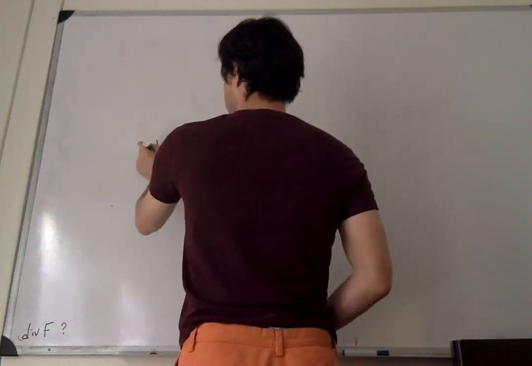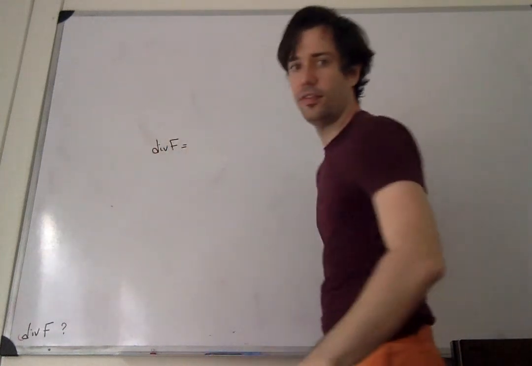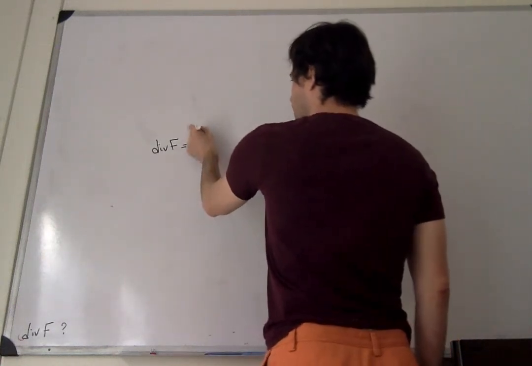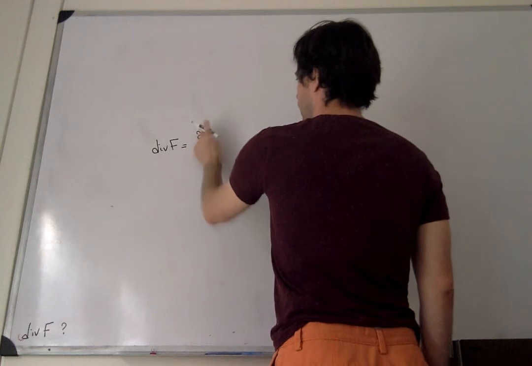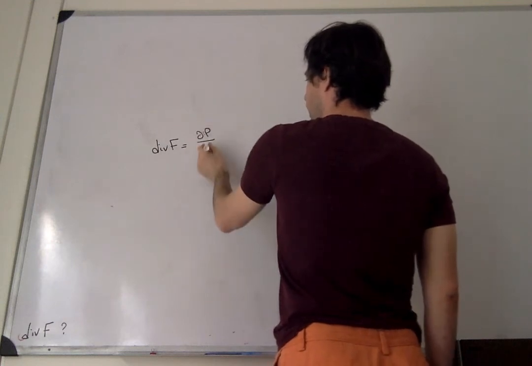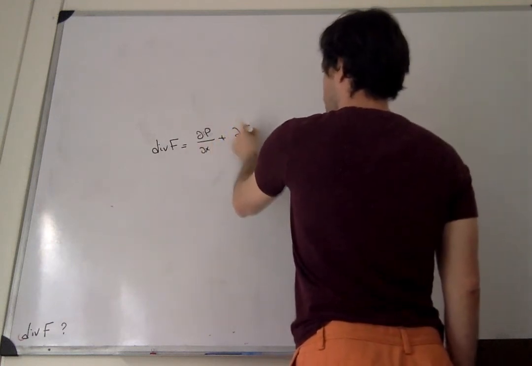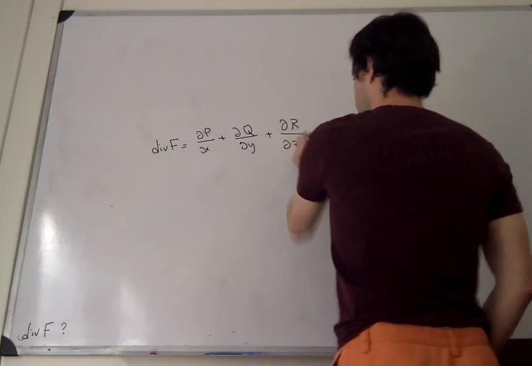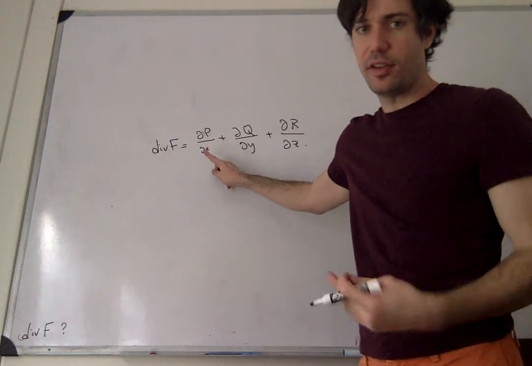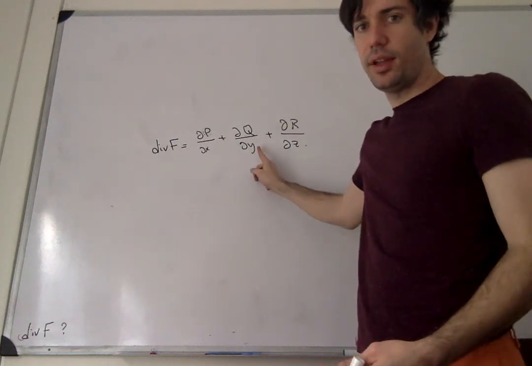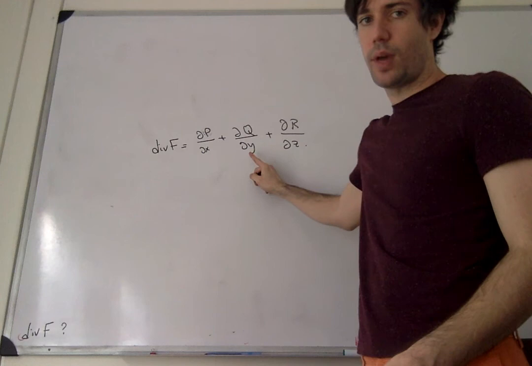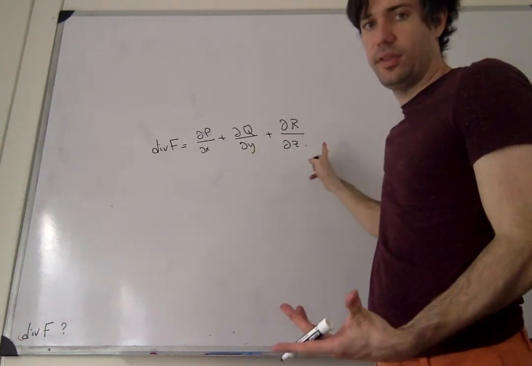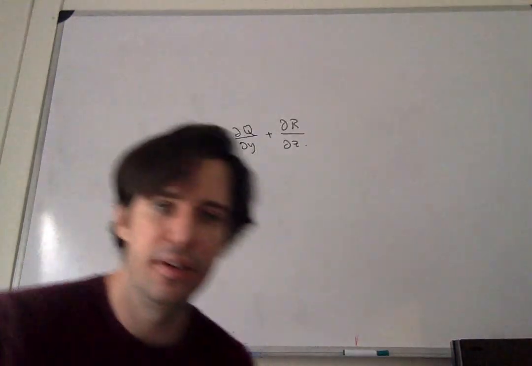Now, div f, this is very straightforward. This is the divergence, and it is going to be the sum of the partials. So you take the first coordinate, you take the derivative of that with respect to x, plus the second coordinate's derivative with respect to y, plus the third coordinate's derivative with respect to z. And you add it all together, and that's the divergence.